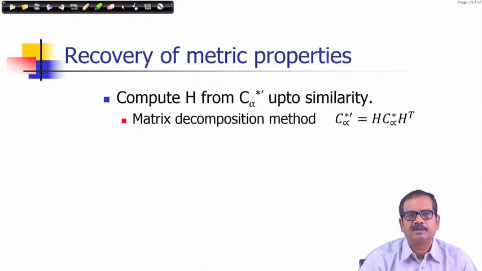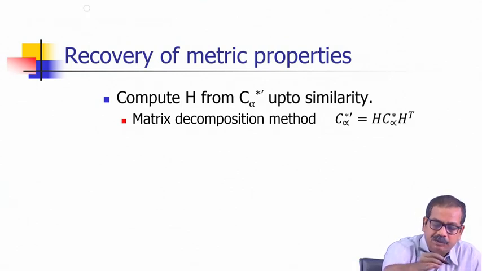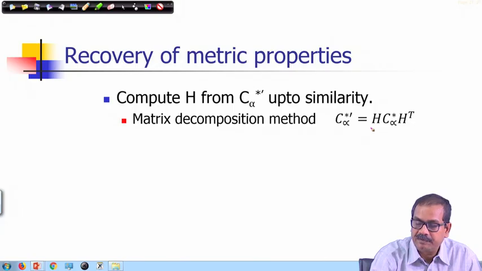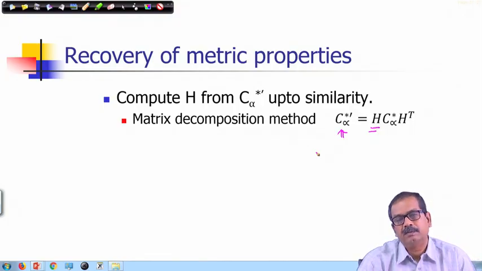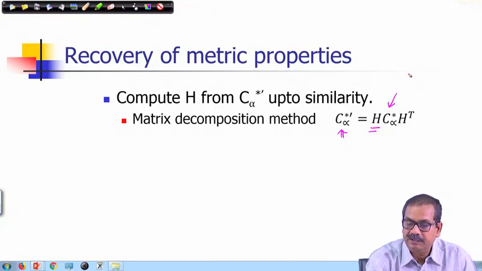So, let us consider that up to similarity we will be computing this matrix, which means the ratios of the distances between edges will be preserved, not the exact distances. We can use a matrix decomposition method to compute the homography, such that we get the transformed dual line conic that we have estimated, the dual line conic at infinity. Note that C infinity star is the dual line conic at infinity, which is given by this particular matrix.